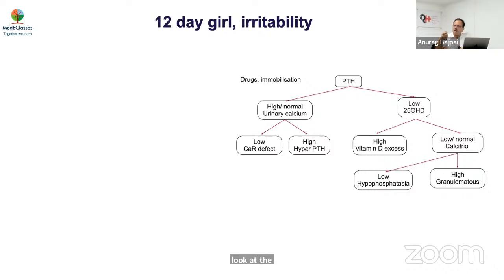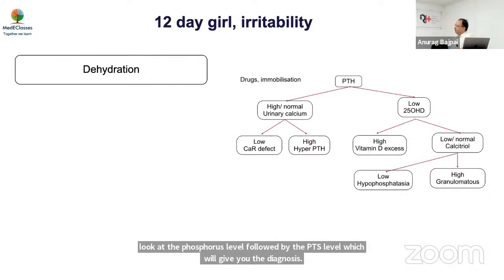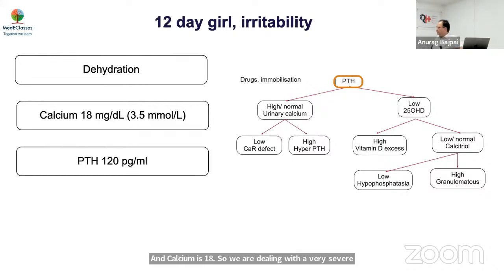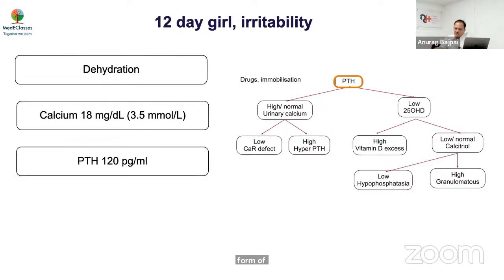So we'll go through a few cases. 12-year-old girl with irritability, dehydration, and calcium is 18. So we are dealing with a very severe form of hypercalcemia. PTH level is on the higher side. So this looks like a primary hyperparathyroidism.